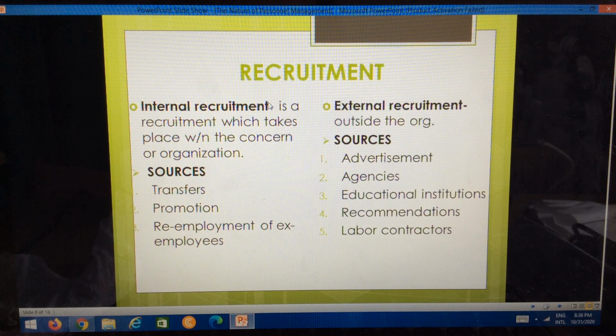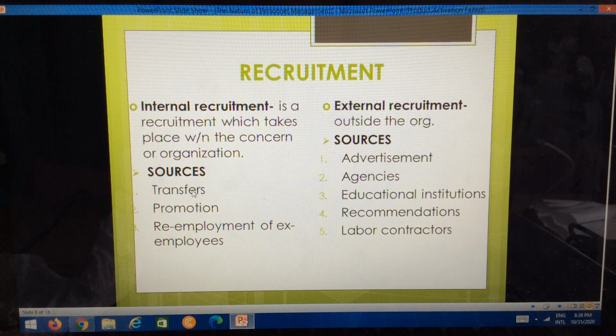Recruitment. So we have two sources of recruitment. These are the internal recruitment and the external recruitment. So internal recruitment is recruitment which takes place within the concern of the organization, or within means inside the organization. So these are the sources.